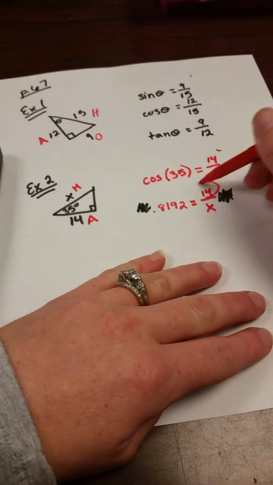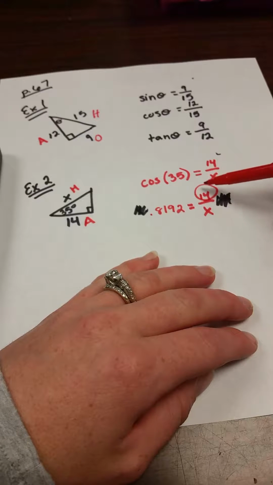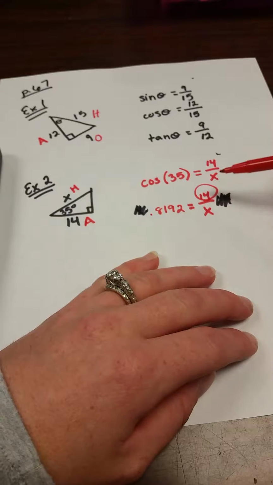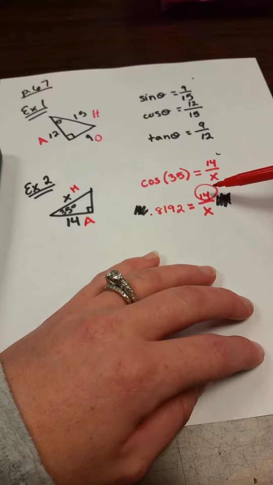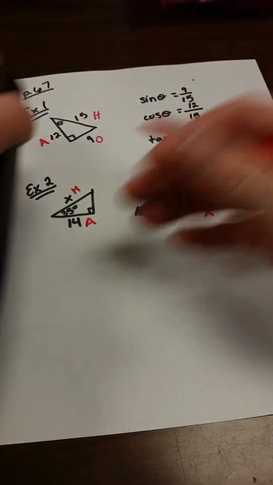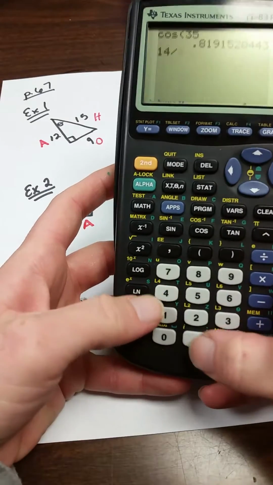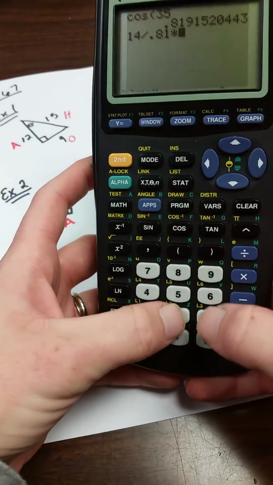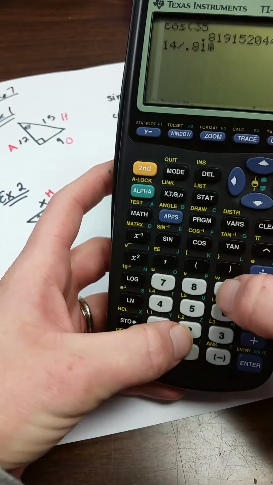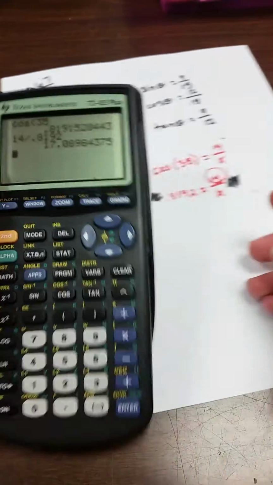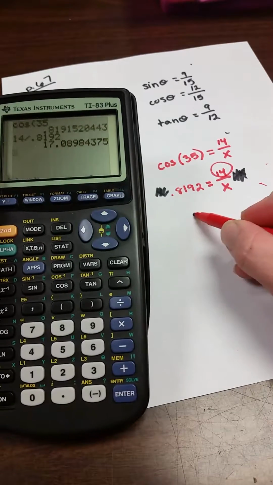So when you have a number on top, this number stays on top, which means it goes in the calculator first, and you divide it by your decimal. So on your calculator, you're going to type in 14 divided by 0.8192, and you get 17.1.